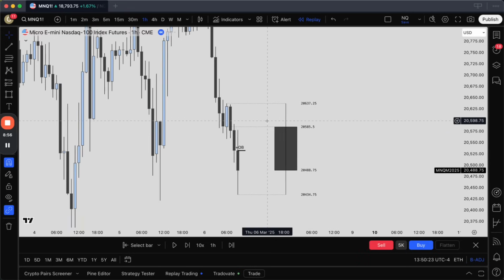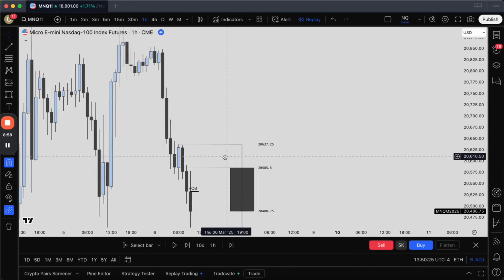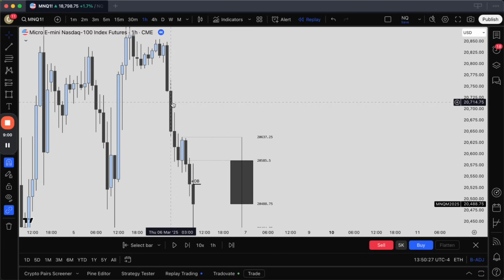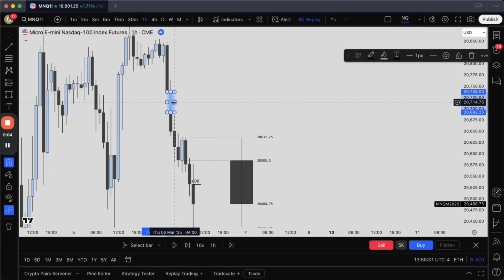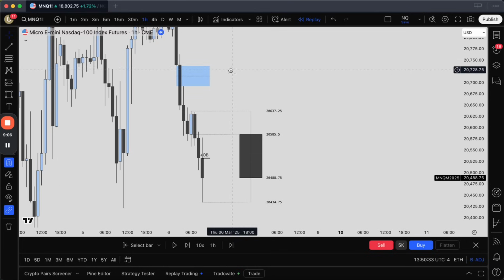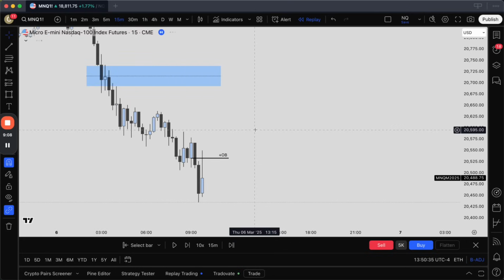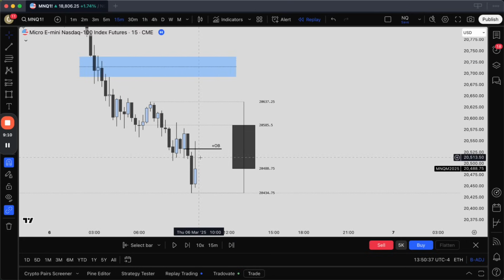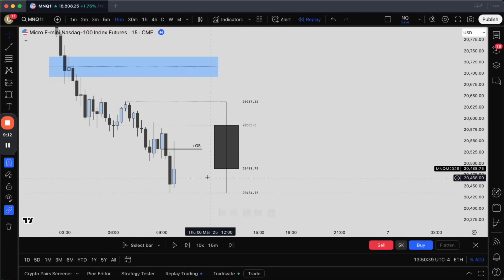Maybe on the hourly, there's a more defined PD array. I see this hourly fair value gap all the way up here. So now what I do is I will drop to the 15-minute. This is a difficult scenario. Okay, so I'm going to tell you exactly what I'm going to do. I'm going to wait for that 10 a.m. candle to open, and I want it to pull into this order block.